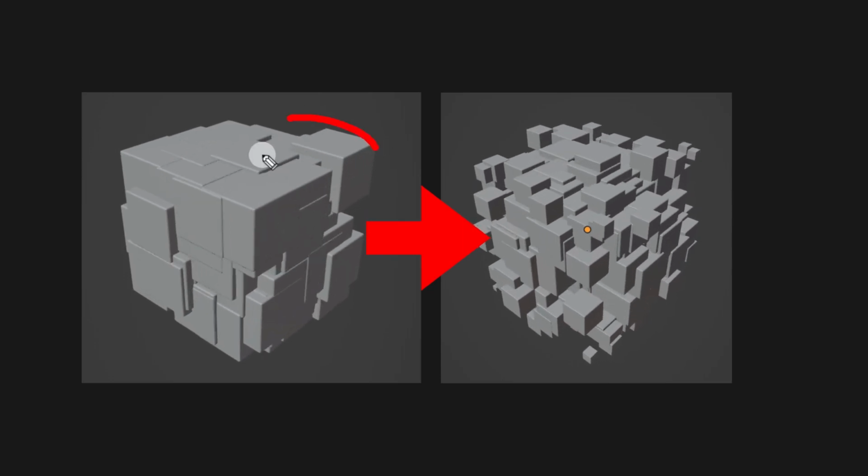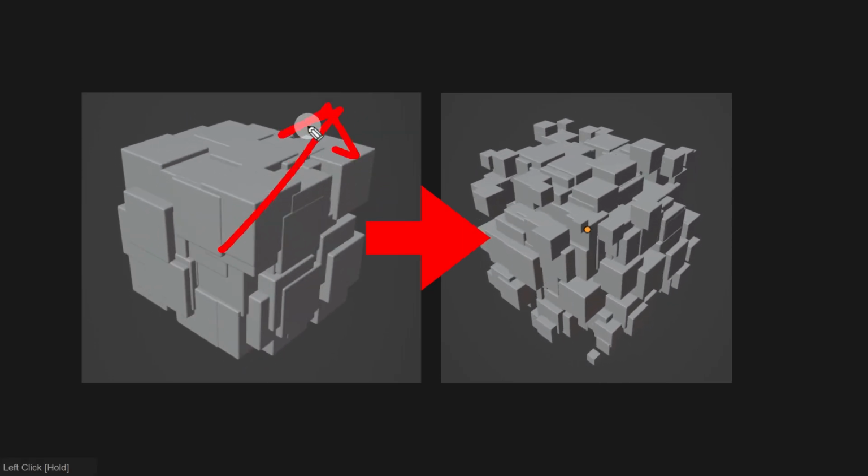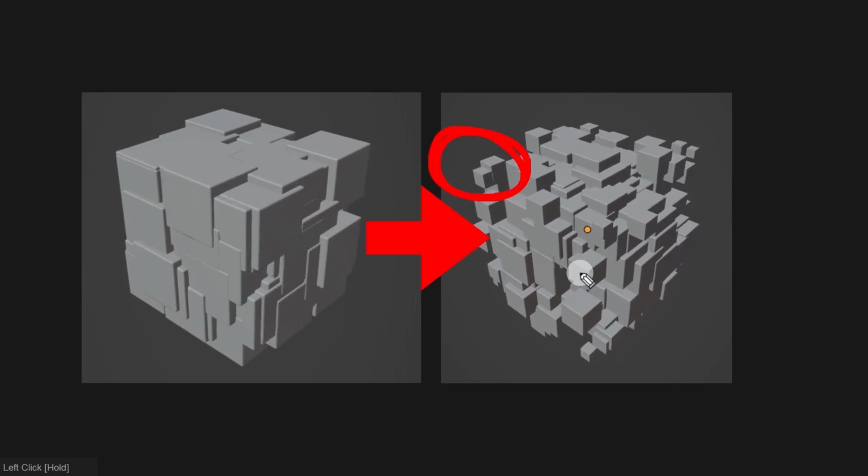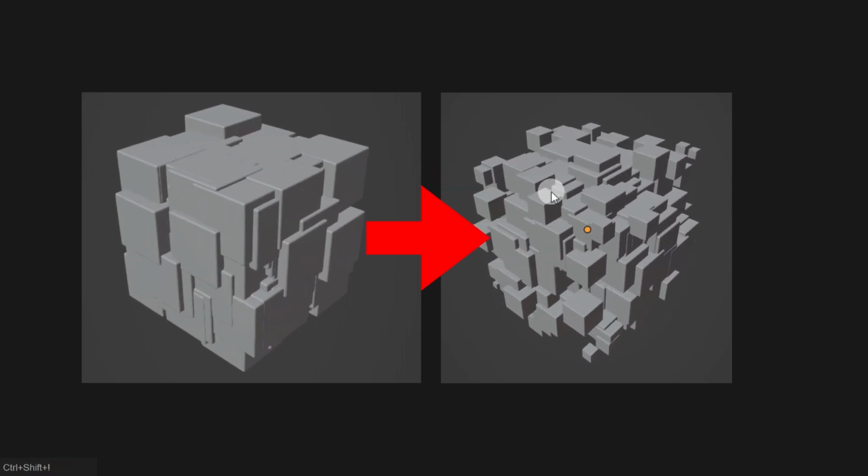So our goal now is to take our cubes, and the further they get away from the center of the world, the smaller they get. So we can see the outer ones are very small and the inner ones are bigger. So how do we actually do that?